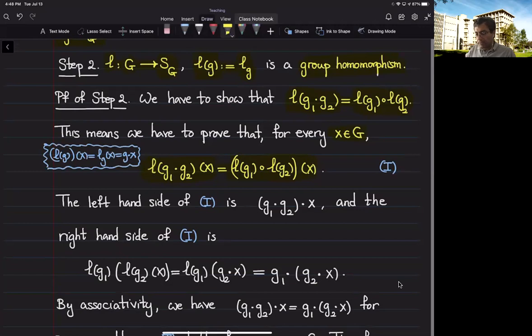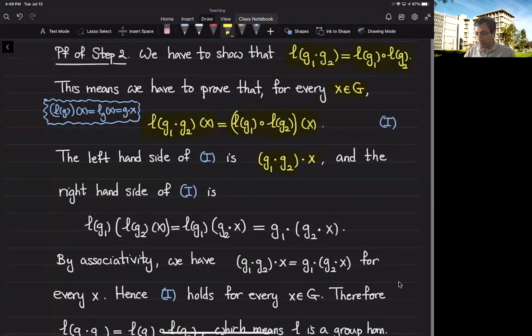So L of this element at x means this element times x from left. Now let's look at the right-hand side. The right-hand side is a composite of these two. This means I need to compute L of G1 at this element.